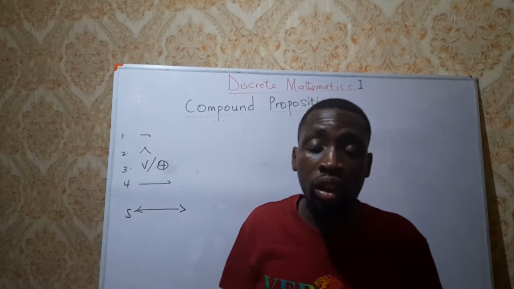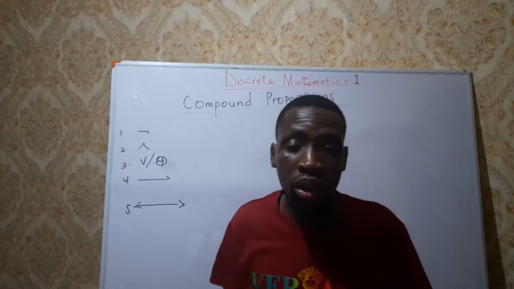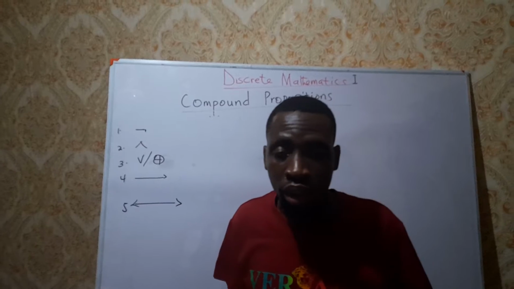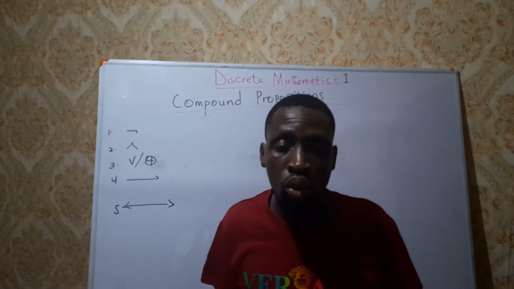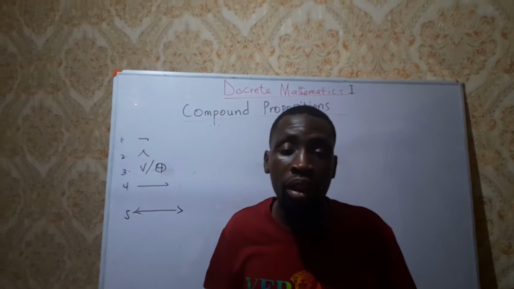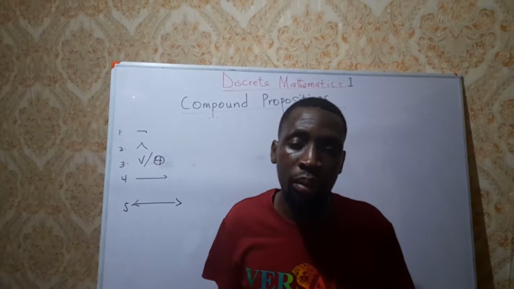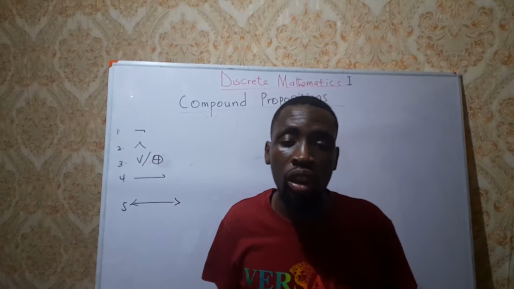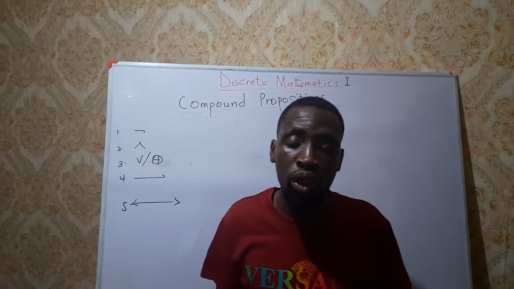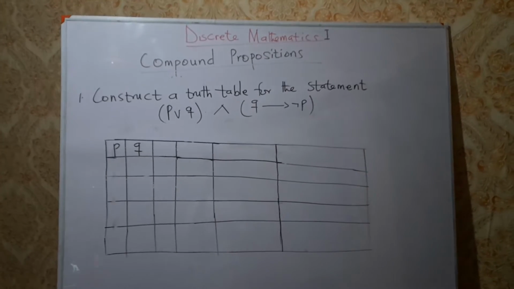So with our knowledge on how to know when a conjunction statement is true, a disjunction statement is true, a conditional statement is true, a biconditional statement is true, as well as a negation of a statement, then we don't have a problem in constructing a truth table for compound statements. So we'll take our first question and see how we can construct a truth table for a compound statement. So let's look at our first question.